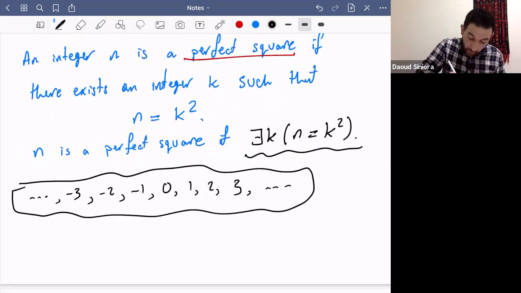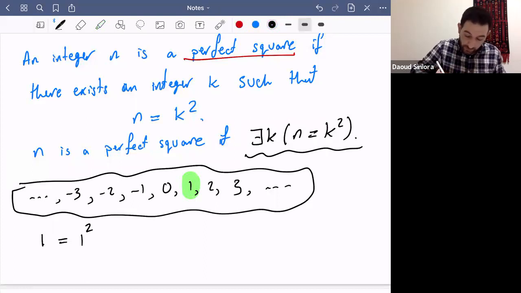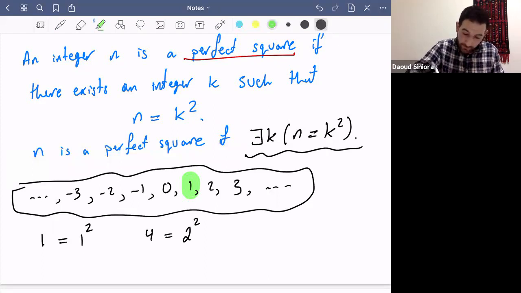So for example, why is 1 a perfect square? Because we can find the k such that the square of k is 1, namely it is itself. We found 1 squared is equal to 1. Now why is 4 a perfect square? Because we can find the k, it is 2. 2 squared is 4, and so 4 is a perfect square.